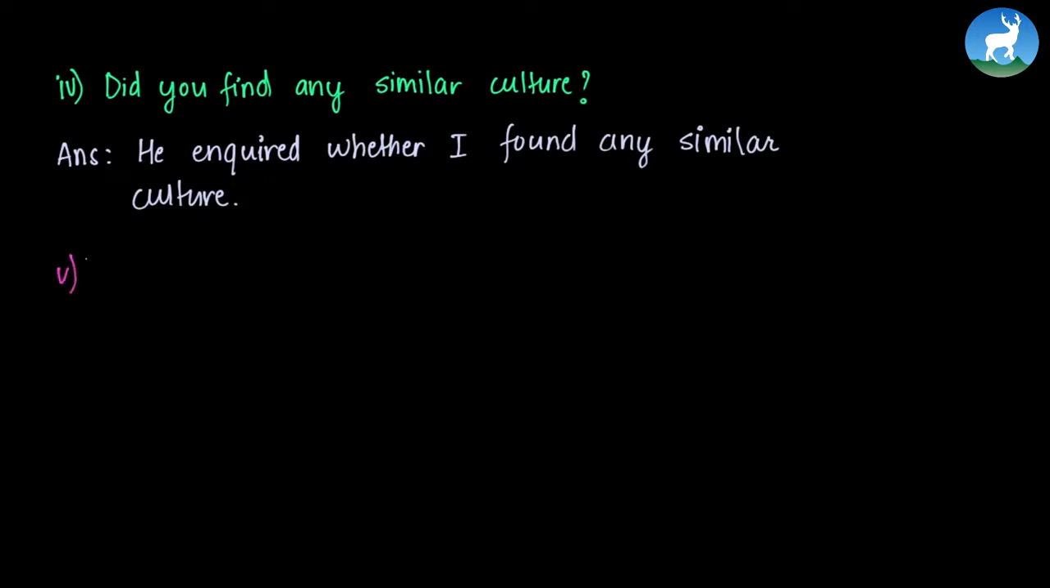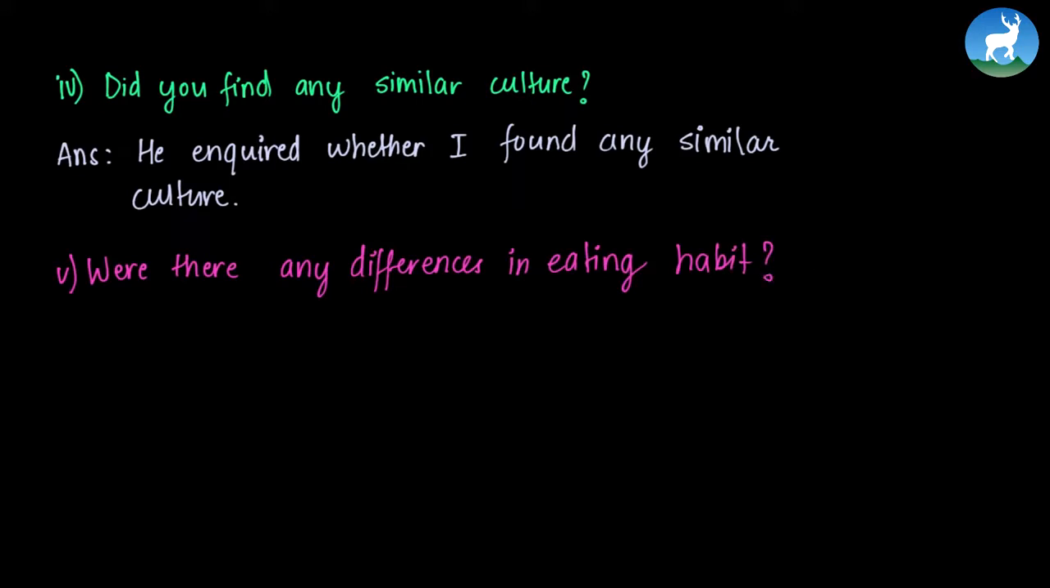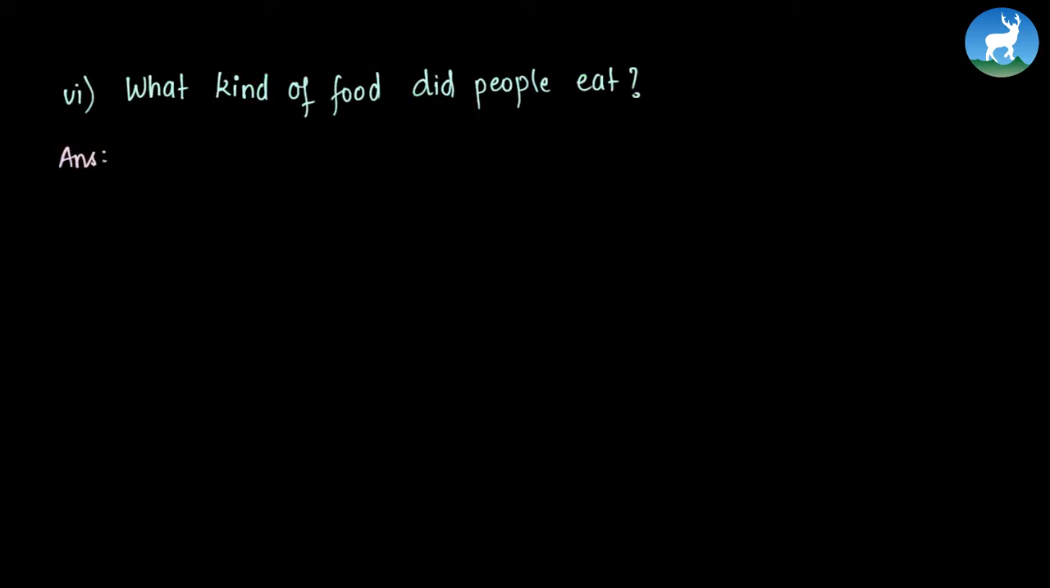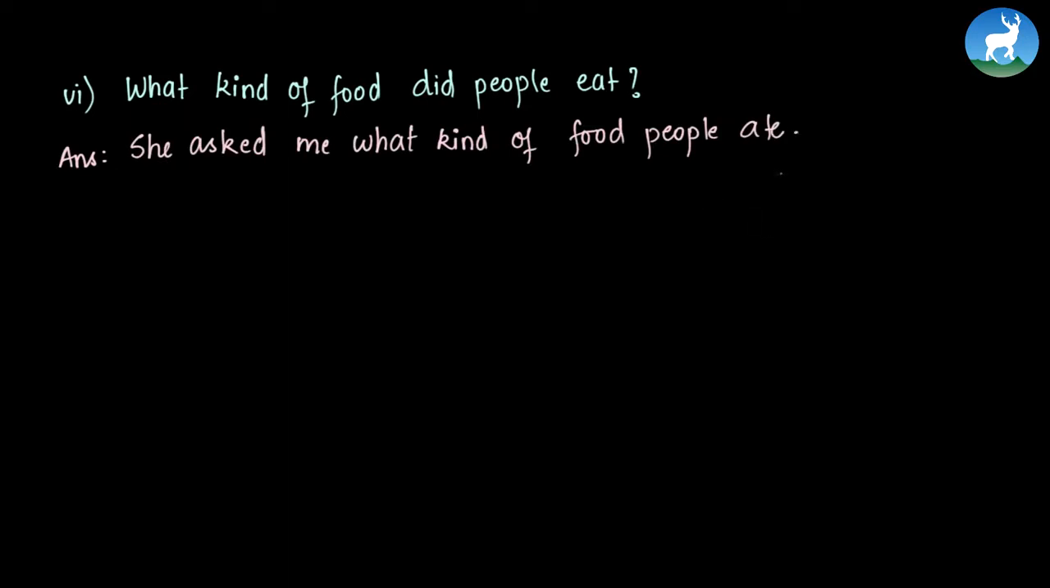The fifth question is, were there any differences in eating habit? Now this is again a yes or no question. So we have the rule ask plus if or whether and then the clause. So we can say, he asked me or she asked me if there were any differences in the eating habit. What kind of food did people eat? Now this is a WH question. So we have the rule ask plus question word plus clause. So we can say, she asked me what kind of food people ate.